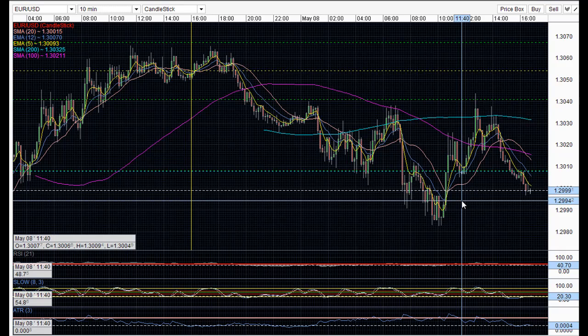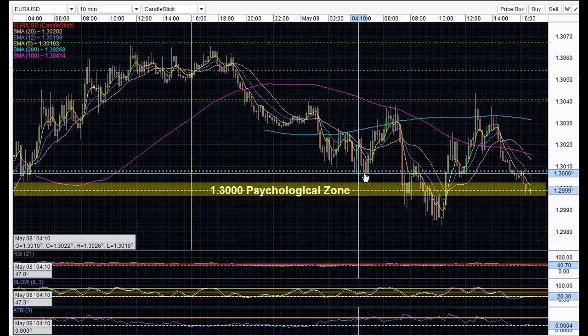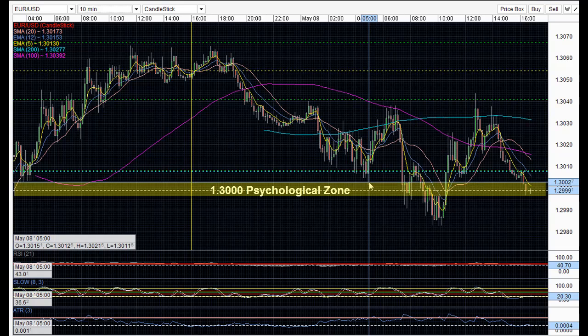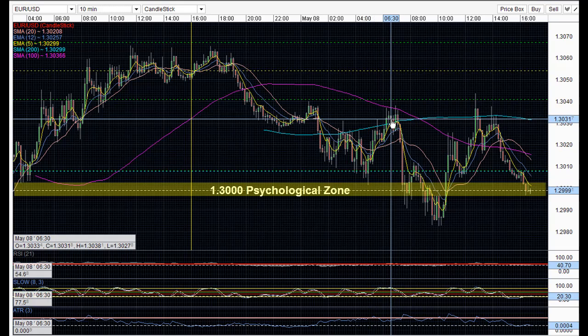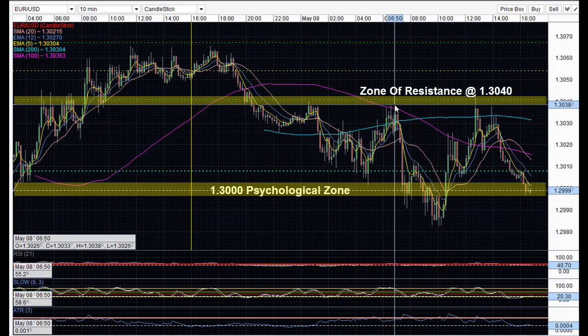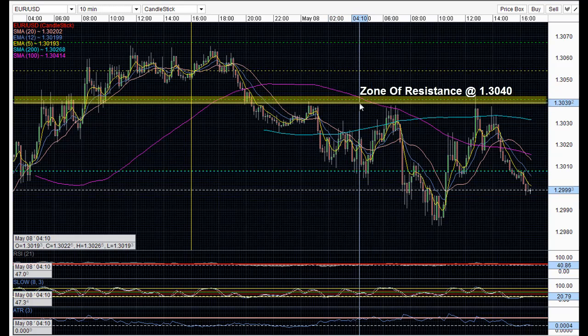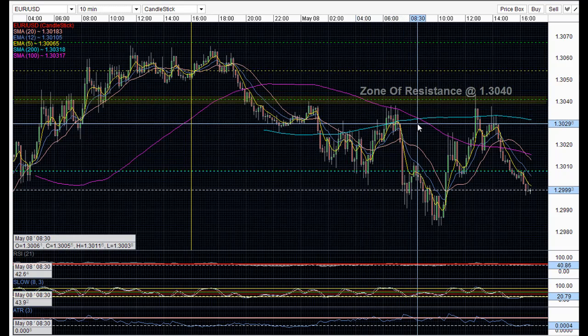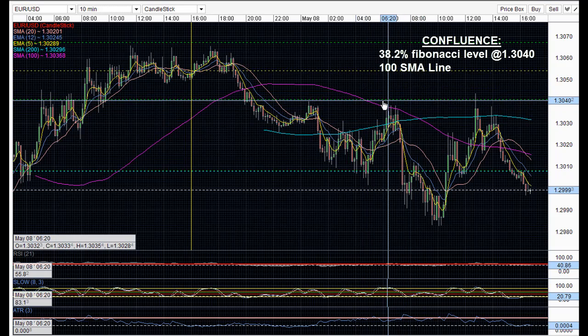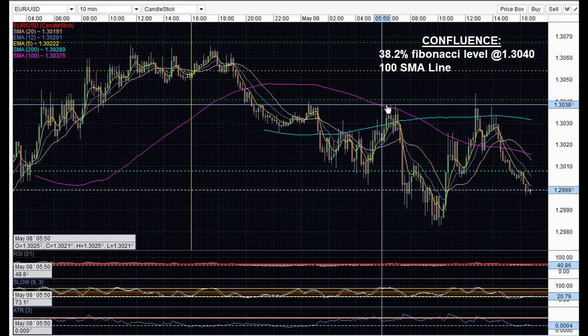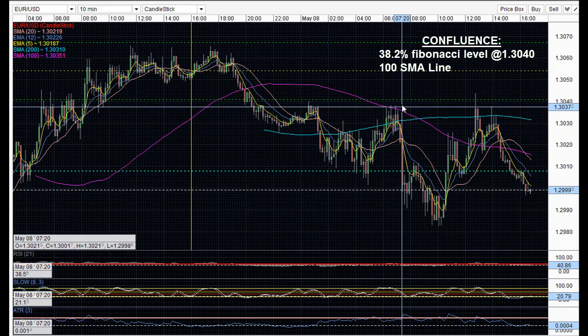If you were looking for an opportunity to enter the market today, you could have done so when price reached this area of psychological support at 30.00 and retraced up towards this resistance near our 38.2% Fibonacci retracement level at 30.40. It was not only where our Fibonacci level was, but also where our 100 SMA line was. So we can see how this was an area of confluence. This whole zone around our 30.40 area was a good area of resistance.